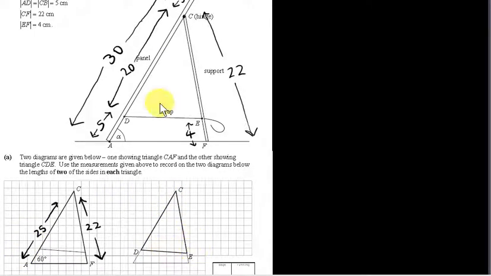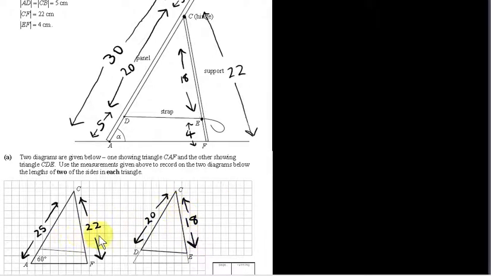Now let's look at CDE. Well, we know the distance of C to D now. It's 20. What about the distance of C to E? That's the distance of here to here. Well, the distance of C to F is 22. The distance of E to F is 4. 22 minus 4 is 18. So CE is 18.